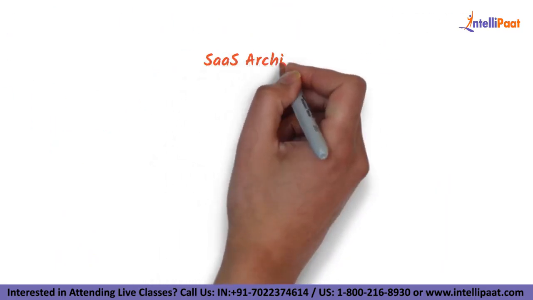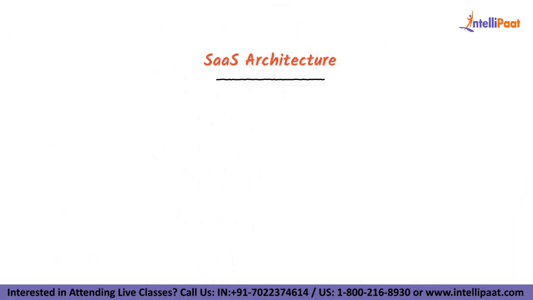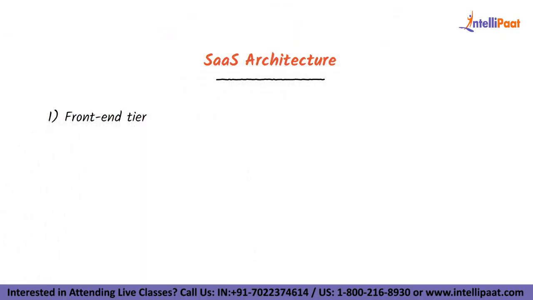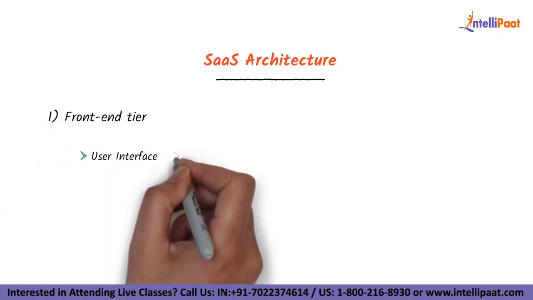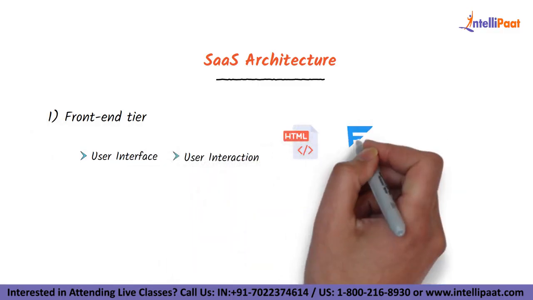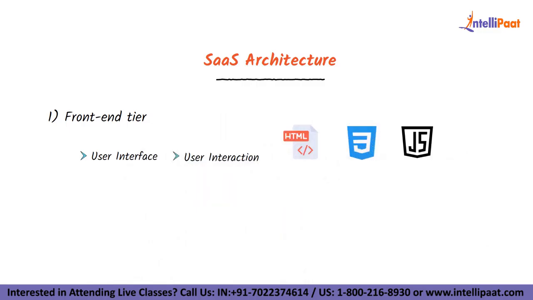Now, the SaaS architecture is built on a multi-tier model which includes the front-end tier. This tier is responsible for presenting the user interface and handling user interactions. It typically consists of HTML, CSS, JavaScript, along with other front-end frameworks and libraries.